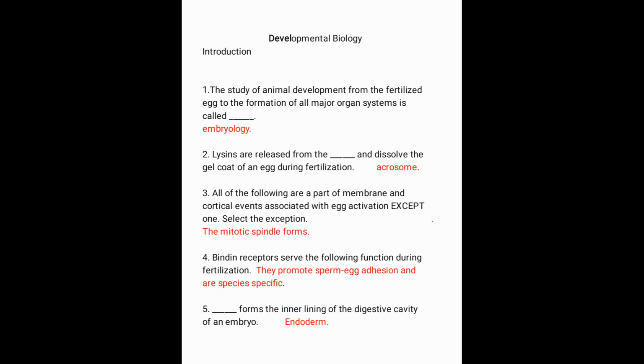Second objective: lysine is released from dash and dissolves the gel coat of the egg during fertilization. Lysine is basically released from the part of the sperm called the acrosome. Lysine is released from the acrosome, which dissolves the jelly coat of the egg during fertilization. The answer is acrosome.